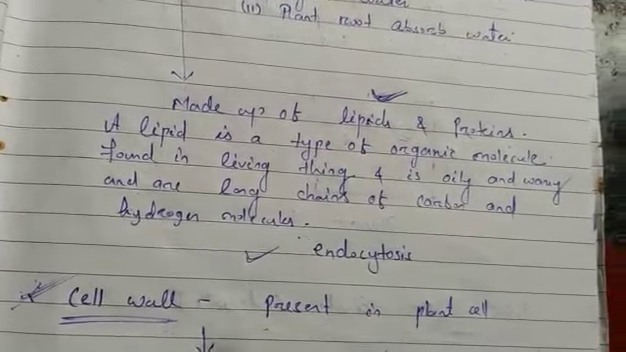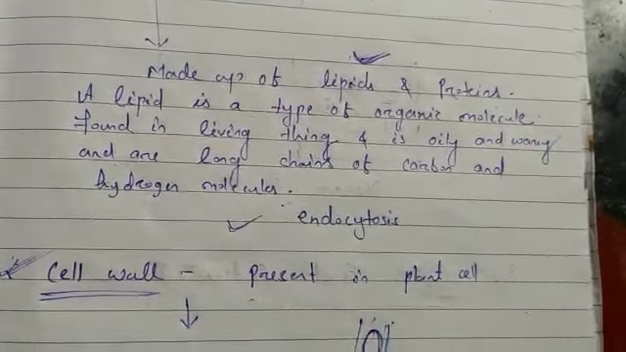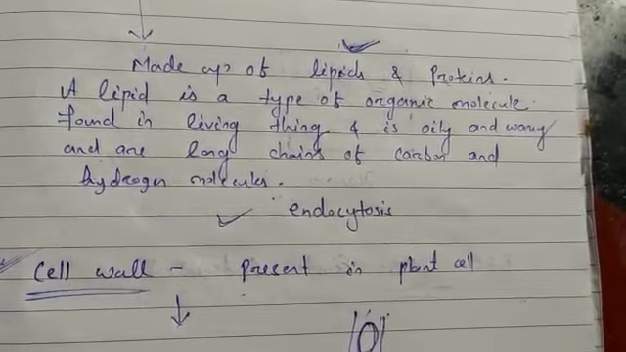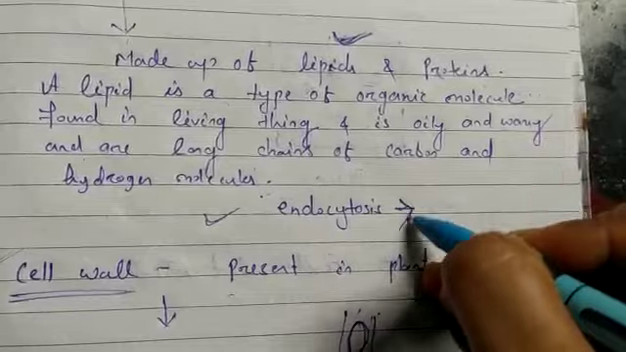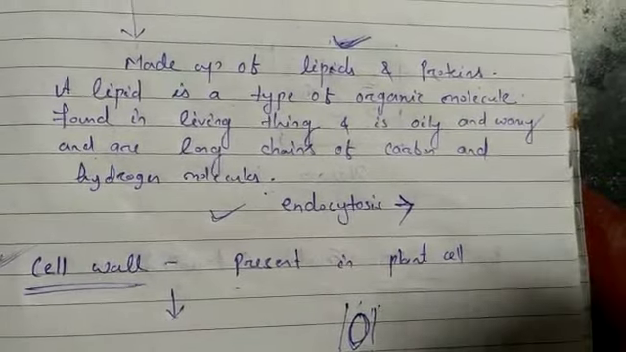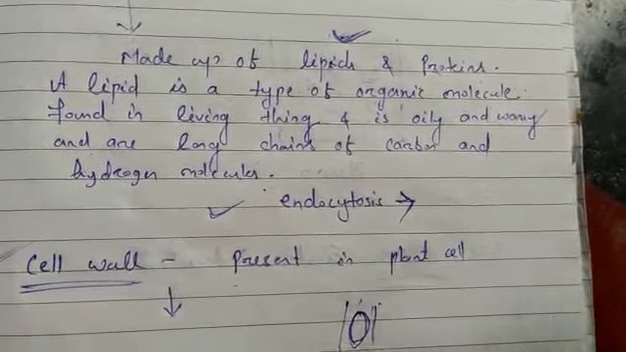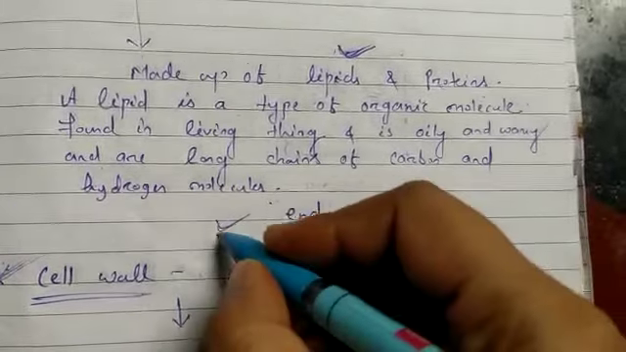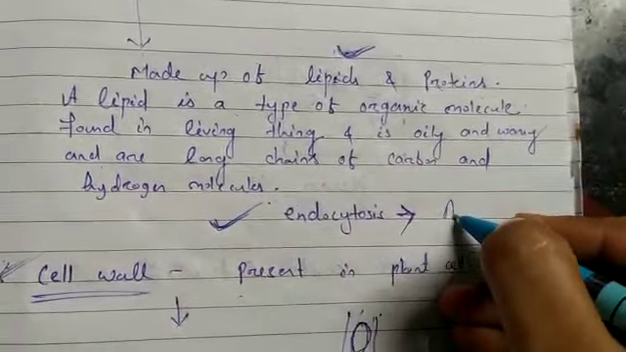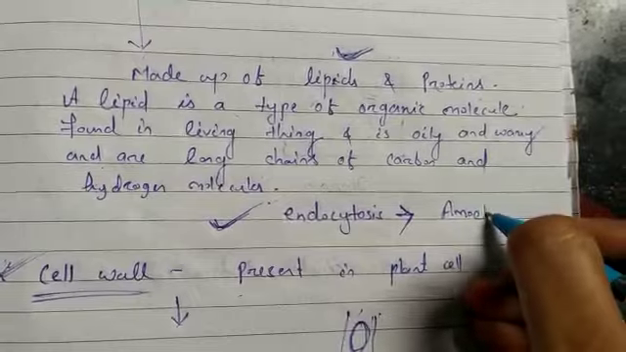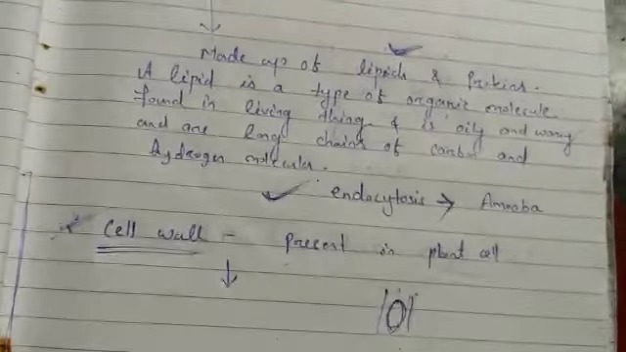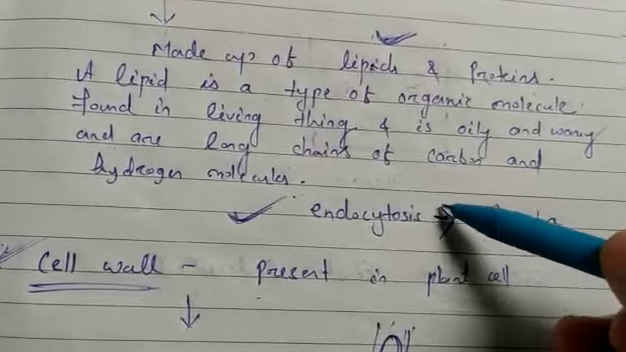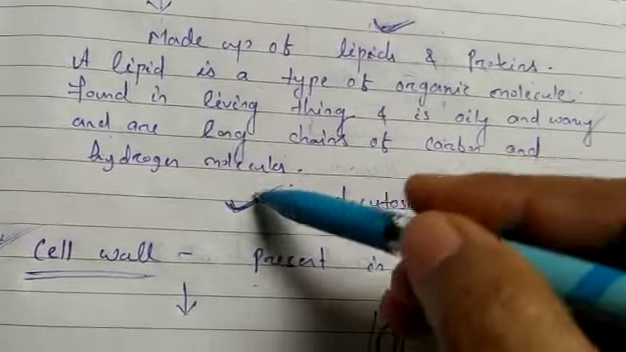Because of the flexibility, it allows some cells to engulf food and other materials from the external environment. For example, amoeba takes food into the cell because of the flexibility of the cell membrane, and this process is called endocytosis. Amoeba is a unicellular organism, and because of the flexibility of the plasma membrane, it takes food into its cell.